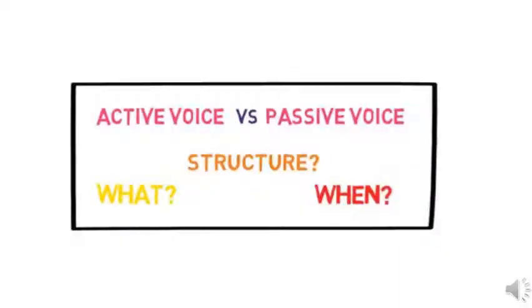We are going to see three things here. First, what exactly are active and passive voice? Second, basic structure of them. Third, when to use each of them. These are the basic building blocks for active and passive voice. It is a very important topic of grammar, mostly asked in competitive exams or academic exams.